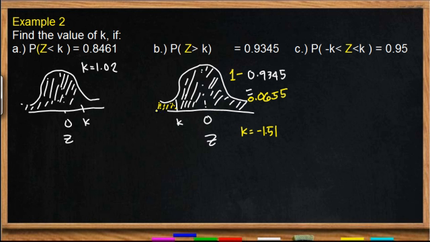From the shade sa table, ang area nga ginapakita sa table is from left to right. Which means, pinaka-left, paingon aning value nga k. So, ang k man ang pangitaon, which means, nakuha na ito is negative 1.51. Okay? How about letter C? So, letter C is 0.95.